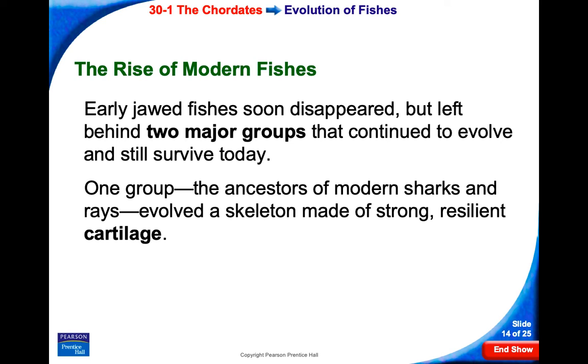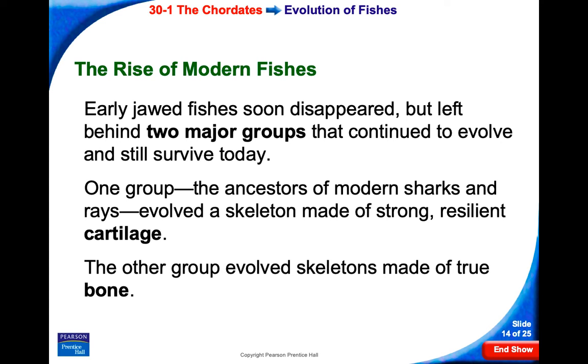And cartilage is the same stuff that we have in our own bodies. It's not as hard as bone, and it's used to support softer tissue. So if you think about the bridge of your nose, or what gives your ears their shape, if you try and bend your ear or wiggle your nose, you can feel that there's some structure underneath the skin, but it's not as tough as bone, and that's what cartilage is. You have cartilage in those areas. The other major group is other fish that did develop skeletons made of true bone.